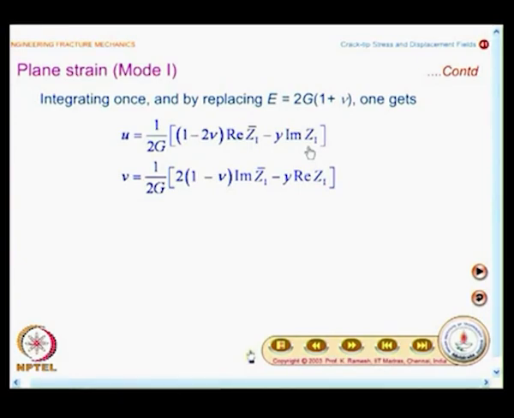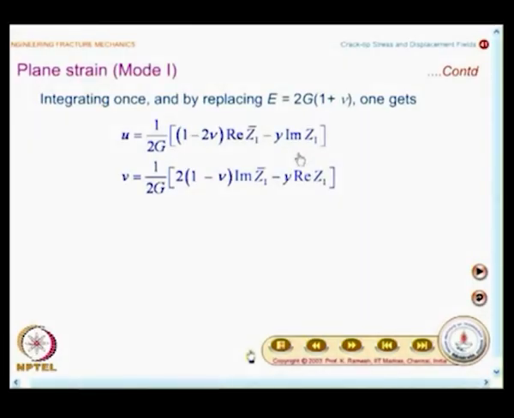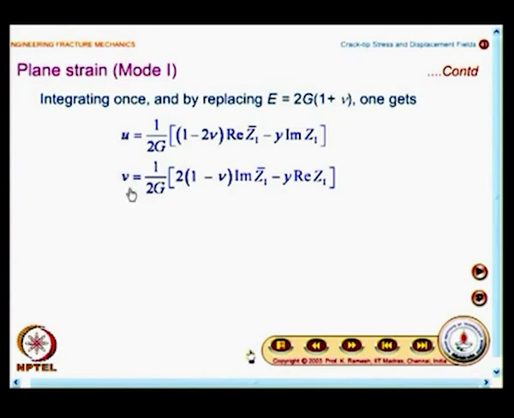Can you now go to your plane stress expression for u? Can you get from the plane stress expression for u to the plane strain expression for u? I have to make some small changes in the Poisson ratio. If you substitute nu by nu over (1 minus nu) in the plane stress equation, you will get the equation that you have got in plane strain. And we have the displacement component v as 1 by 2 G [2 (1 minus nu) imaginary part of Z1 bar minus y real part of Z1].